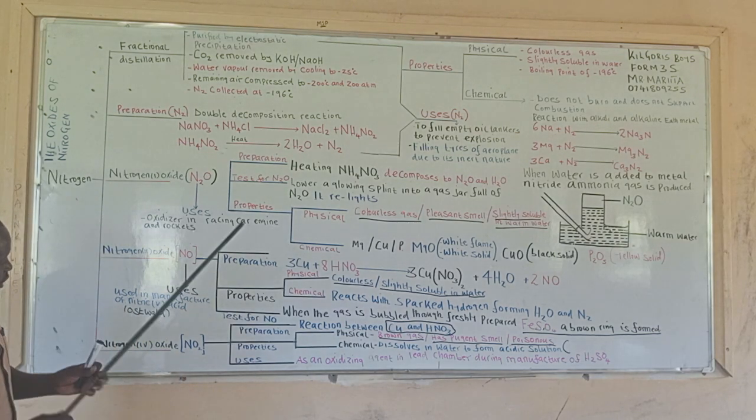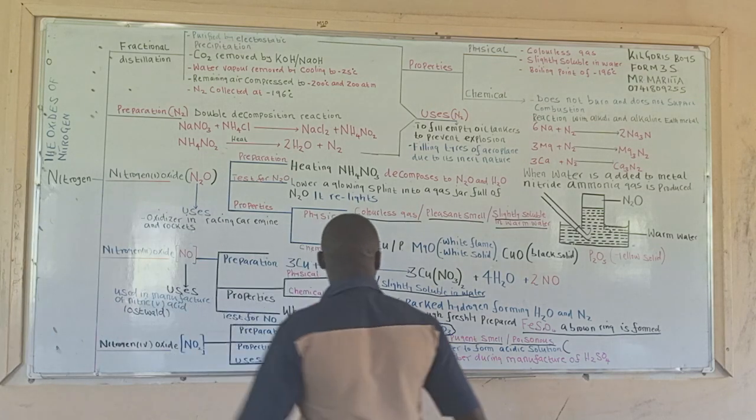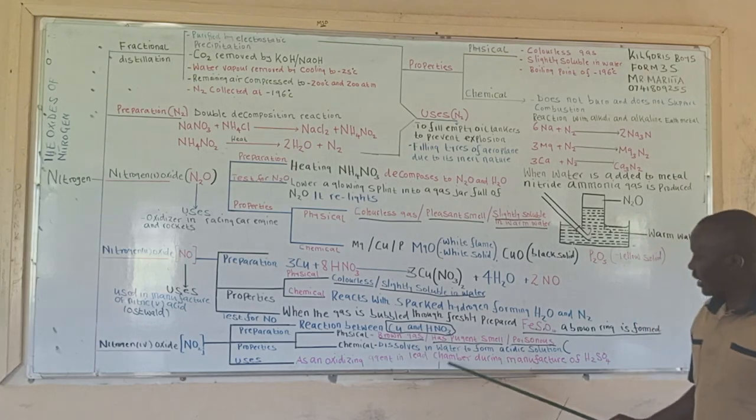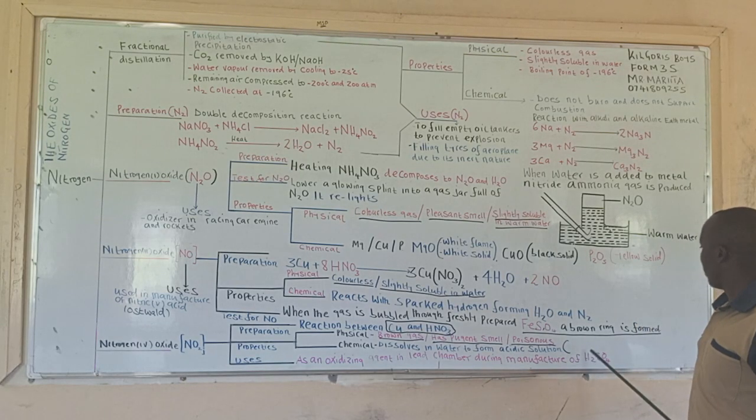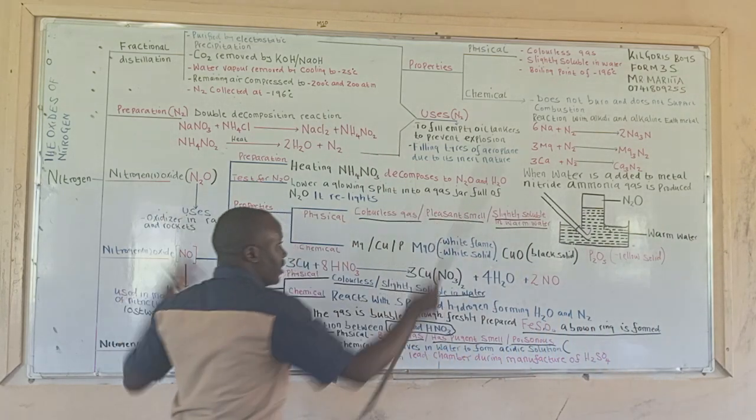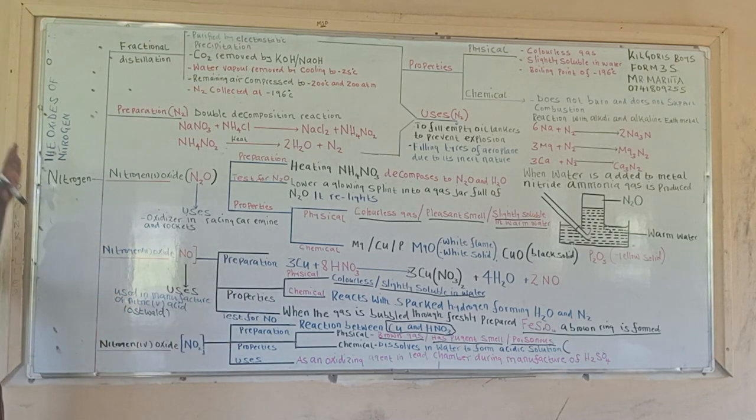Now, under the uses of this gas, it is used as an oxidizing agent in a lead chamber during the manufacture of sulfuric acid. So, this is a summary of one page of nitrogen and its oxides.